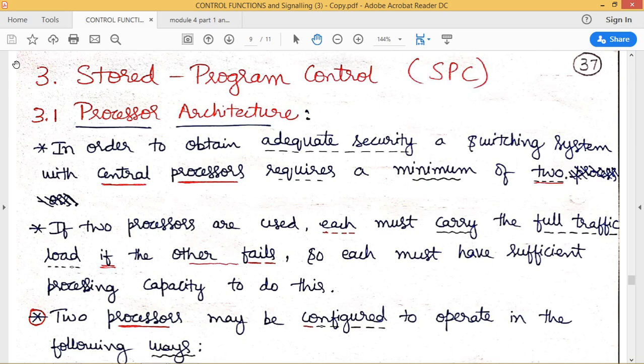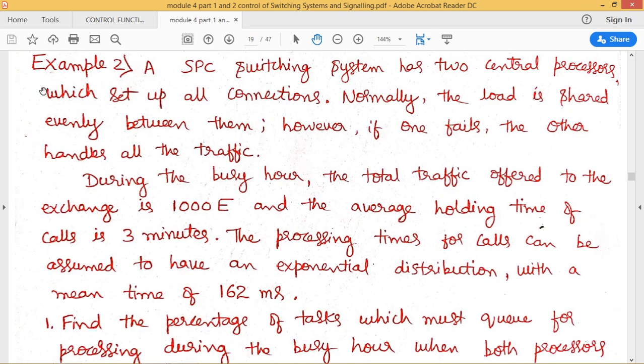Welcome back. In our last lecture we discussed how processor architecture is made inside a stored program control, that is, our SPC exchange. Let us discuss one example with respect to processor architecture inside an SPC exchange. Let us consider an SPC switching system which has two central processors. Right now they have defined the number of central processors in this exchange as 2.